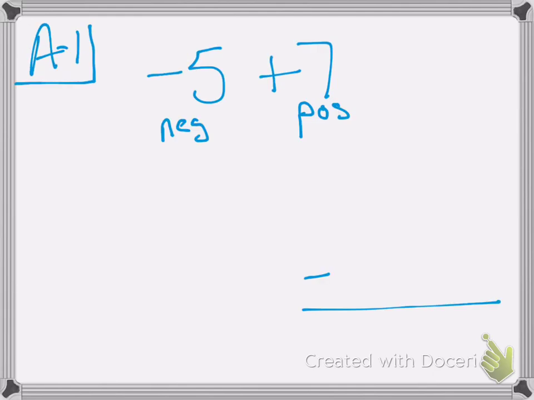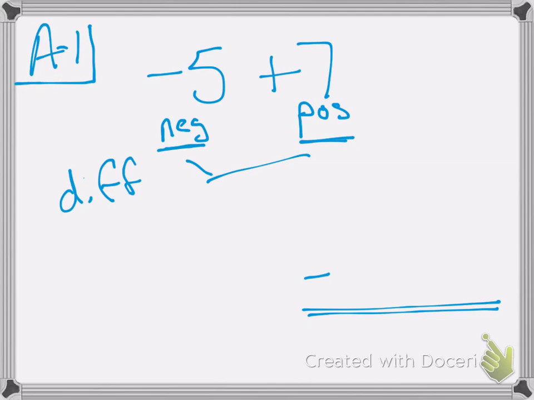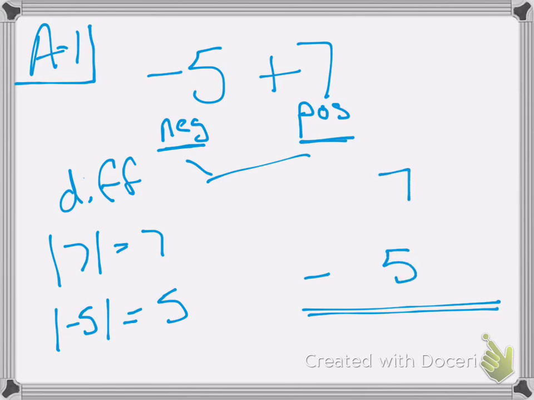So A1, it says -5 plus 7. As you can see here, we've got a negative and a positive number. When you have different signs, because one's negative and one's positive, you have to set up a subtraction problem, which I have set up in the bottom corner. You find the absolute value of 7 and the absolute value of -5, and you put them in your subtraction problem. So that's 7, that's 5, because absolute value is always positive. Put the bigger number on top when you're doing your subtraction, and you get 2.